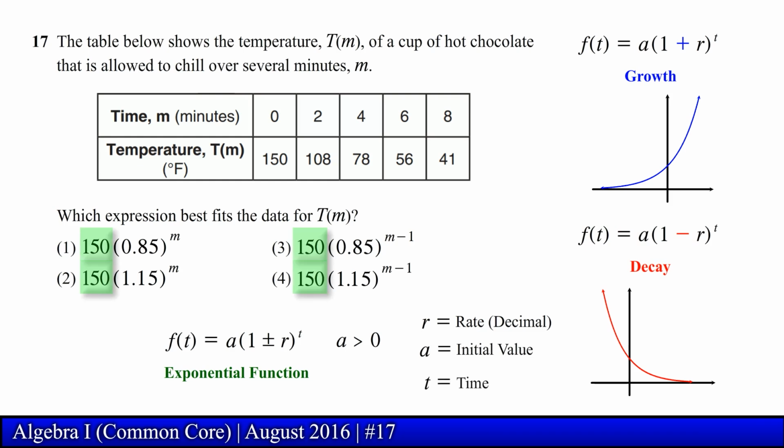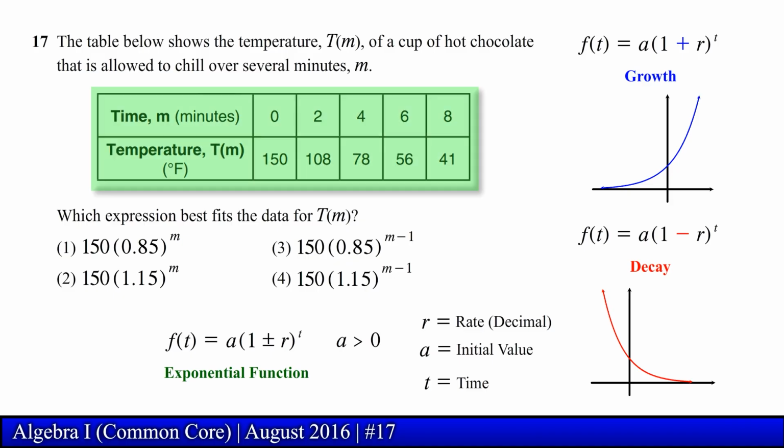Notice that all the options have 150 as the original or initial value, so we can't determine our answer solely based on the original or initial value. We need to figure out a different way to determine the expression that matches the data. With this in mind, let's analyze the data and figure out whether the data can be modeled as an exponential growth or exponential decay function.